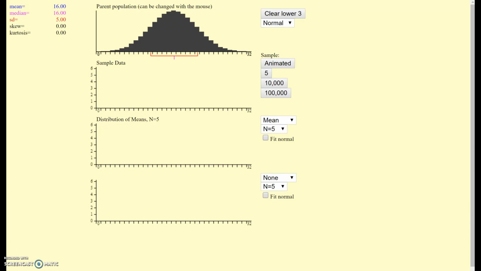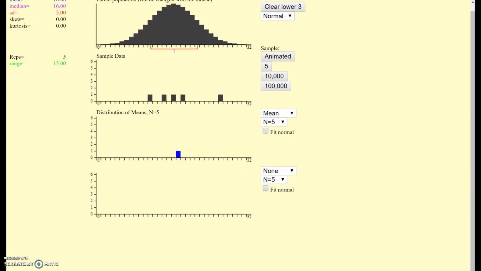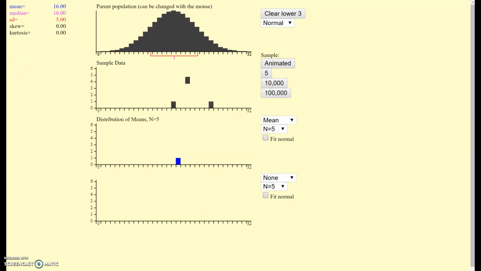What we're going to try to do is get 5 observations from this population. Let me animate it. So I'm going to get 5 different observations from this population. I added them together and divided by 5, and I got a mean. This blue thing represents the mean of these 5 things. And I'm going to continuously do this over and over again: get 5 more things, add them together, and get a new mean.